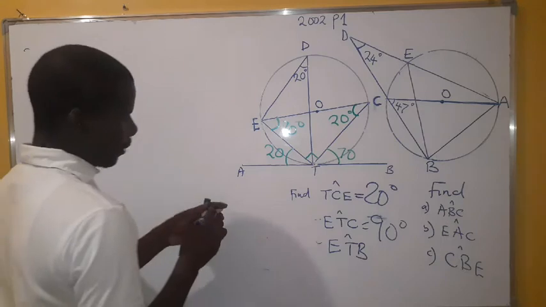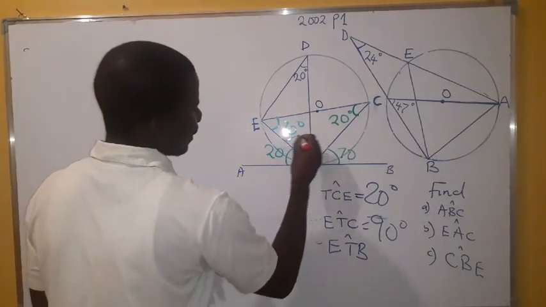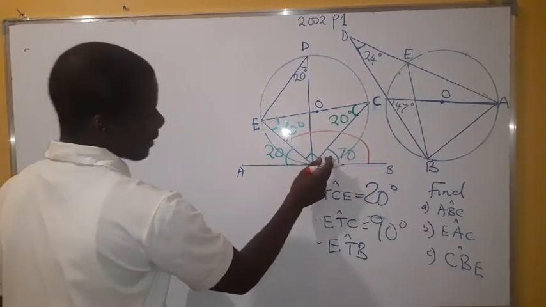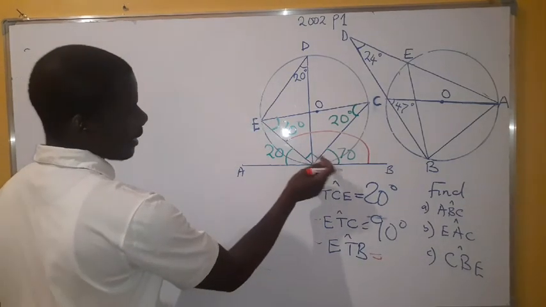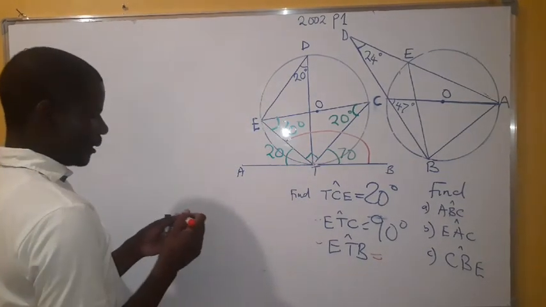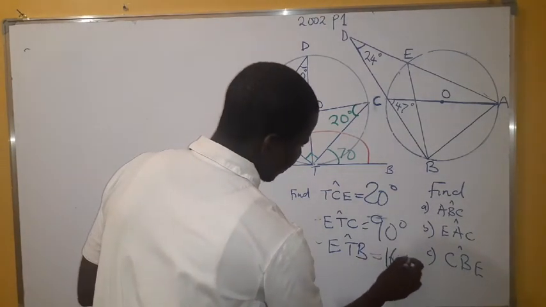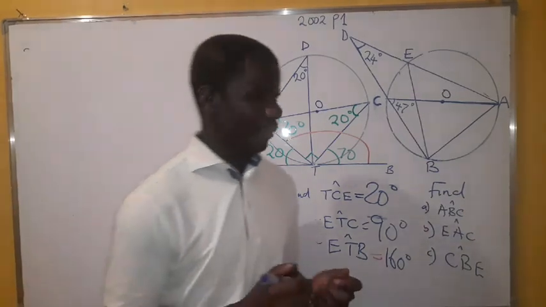Which one are they talking about? It's this angle here. So what is this angle? 90 plus 70, because we have 90 here and 70. So what do you get? 160. Okay, I'm done with the third one.